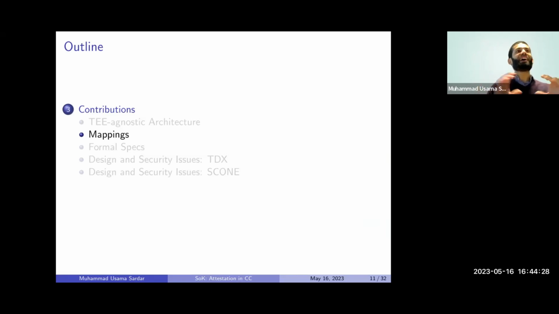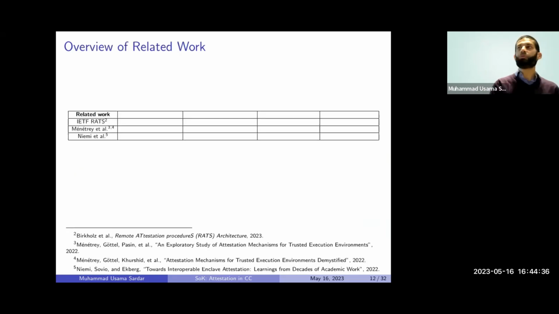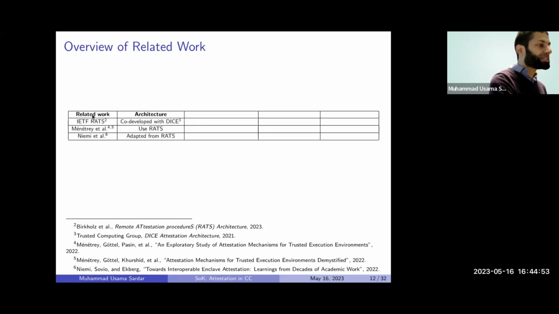Okay, now we have a TEE agnostic architecture, or at least we have some inspiration of that. How do we map them? How do we map the real world TEEs to this attestation architecture? And here I will describe the need for that. There are a few works which have attempted to do this kind of mapping, which is this IETF RATS working group. I just described the standard.